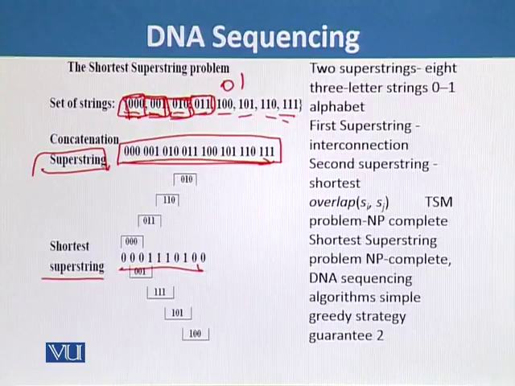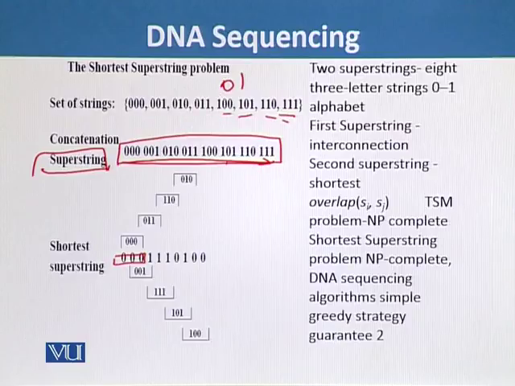While the second one is the shortest superstring, we can see its size is much smaller as compared to the first superstring, and we can obtain it by using these 3-letter codes. For example, we can see here that this 000 is the first 3-letter code, and then we can shift by 1, just like a sliding window, and then we will use the second 3-letter code, that is 001, and we know that there is a 001 here.